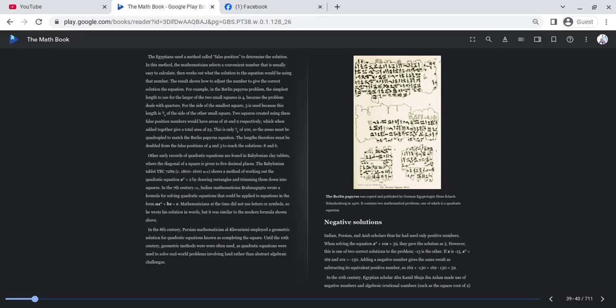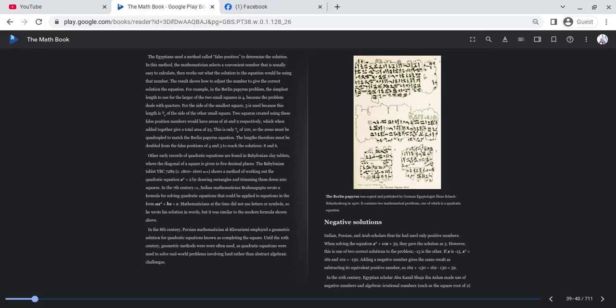Other early records of quadratic equations are found in Babylonian clay tablets where the diagonal of a square is given to 5 decimal places. The Babylonian tablet YBC 7289, circa 1800 to 1600 BC, shows a method of working out the quadratic equation x squared equals 2 by drawing rectangles and trimming them down into squares.